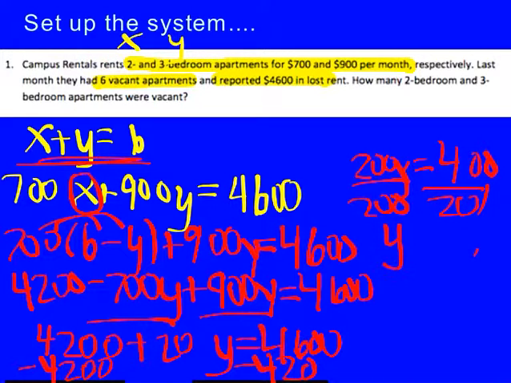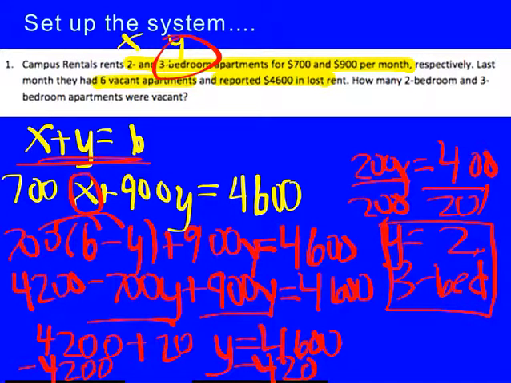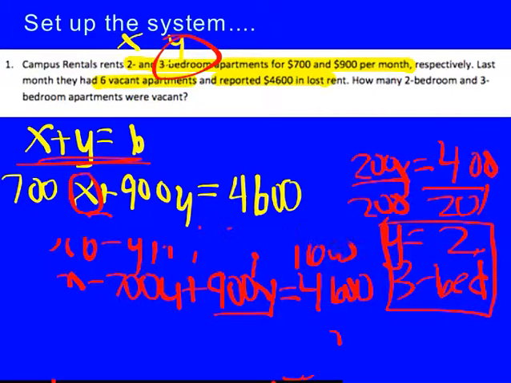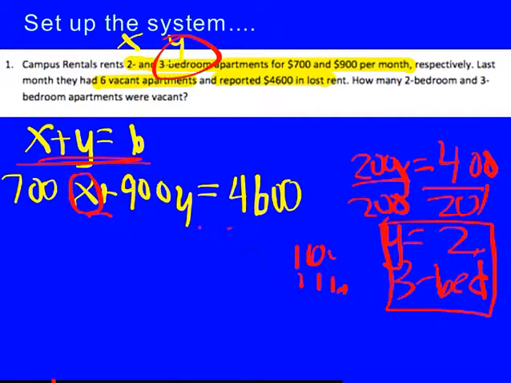So I'm going to divide both sides by 200. And I get that y is equal to 2. Now remember that y represented our 3-bedroom apartments. So there are 2 3-bedroom apartments. So that's one of our answers. The next thing we need to do is figure out how many 2-bedrooms there were that were vacant.